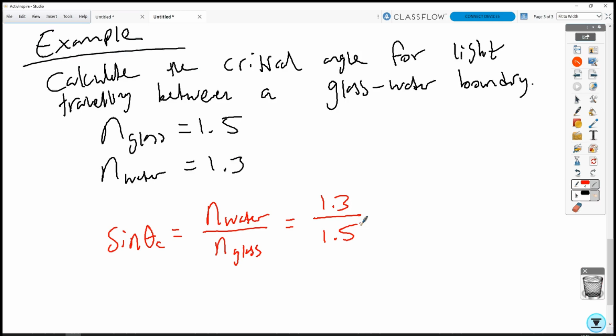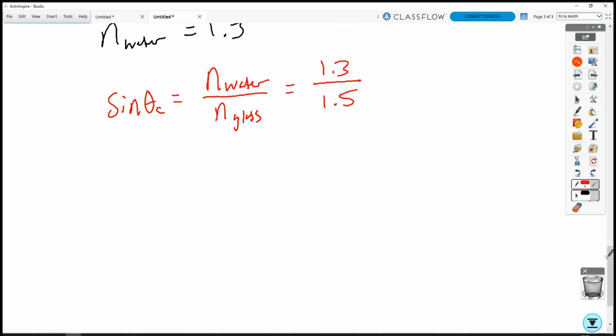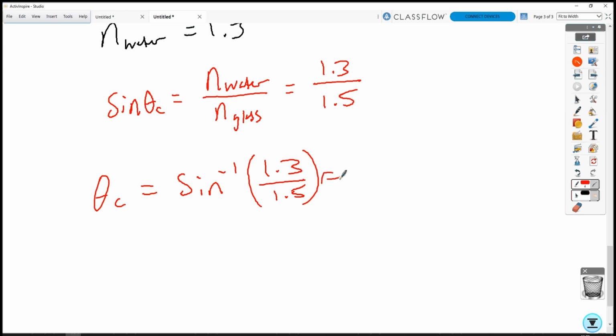Next, we need to take the inverse sine of that. So theta critical is equal to inverse sine of 1.3 over 1.5. If you put that into your calculator, let me know what the value is. 61 degrees. And that's the end of part 1 of 3.2.3.